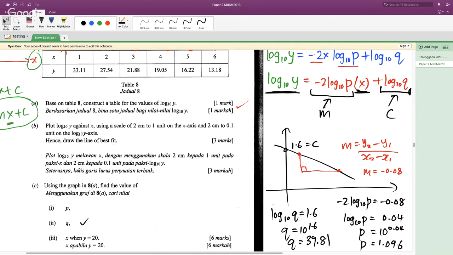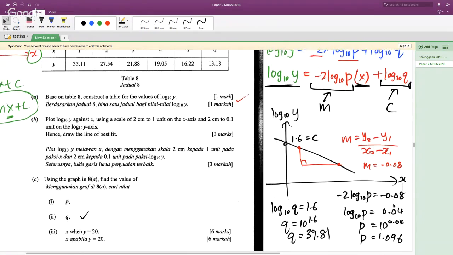Yeah, for Fumi, what do you mean at any point? I mean, for this graph you have to slot in log 10y and x, and then you have to draw it yourself. And then for the gradient, you can take any point on the line. Yes, we can take any point. But for this line, you have to make sure that when you draw it, you already draw the best fit line. Then you take any point on the line.